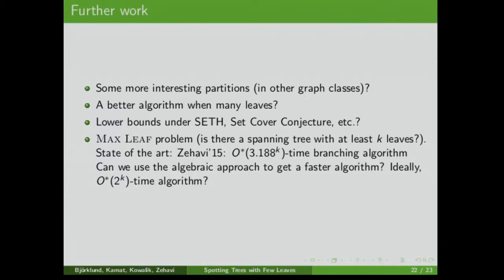And finally, I would like to mention the max leaf problem. Actually, this is the problem we started with. We wanted to solve this problem, we failed, but then we noticed that what we observed can apply to a different problem. We turned failure into a success. But the original problem remains. The original problem is you want to find a spanning tree with at least k leaves. There are some branching algorithms. I believe this is the state of the art result, 3.188 to the k.